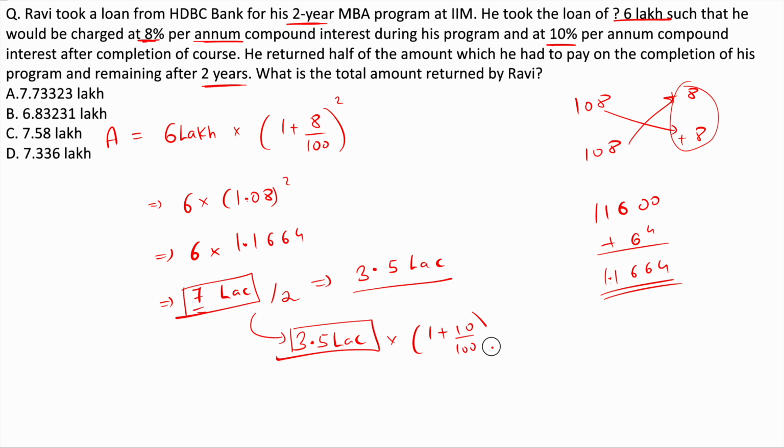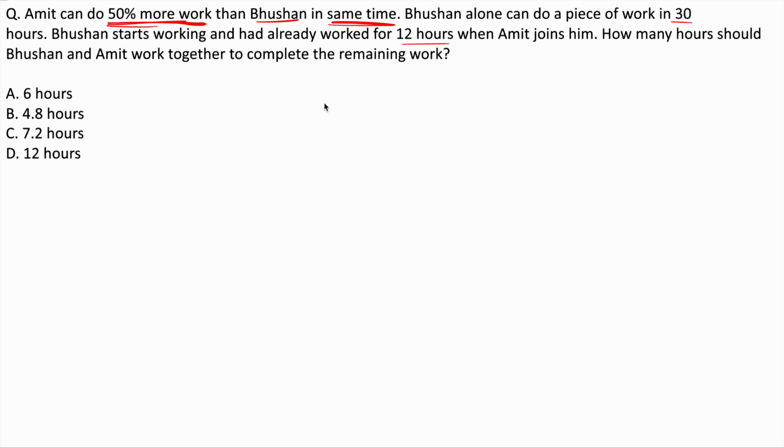Amit can do 50% more work than Bhushan in the same time. That means the efficiency of Amit is 50% more. 50% in fractions is basically 1 by 2. I need to calculate 1 by 2 of something. Let us suppose that something is 2. So I'm assuming the efficiency of Bhushan as simply equal to 2 here. As per the question, Amit is 50% more efficient. So 50% means half of 2 is basically 1. That means Amit's efficiency is 2 plus 1, that is 3 units. If Bhushan's efficiency is 2 units per hour, then Amit's efficiency will be 3 units per hour.